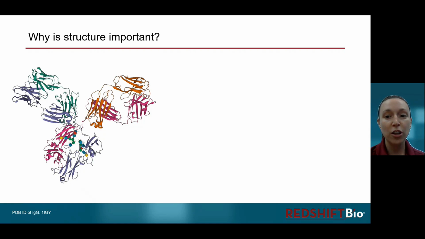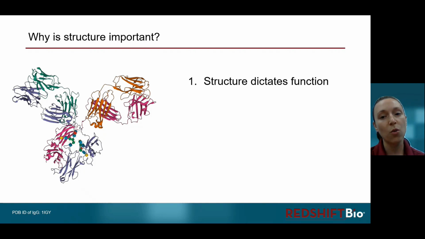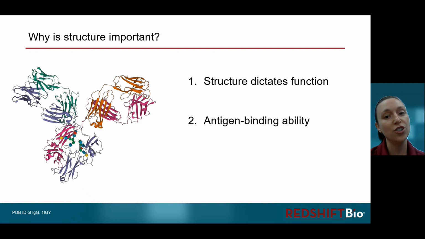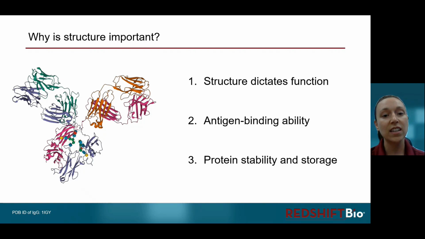Since protein structure is closely linked to its function, structure information is highly valuable as one of the critical quality attributes. In this case of antibodies, this means that structure will dictate its antigen binding ability, and lastly, the structure will impact the protein's stability and influence its final formulation and storage conditions.